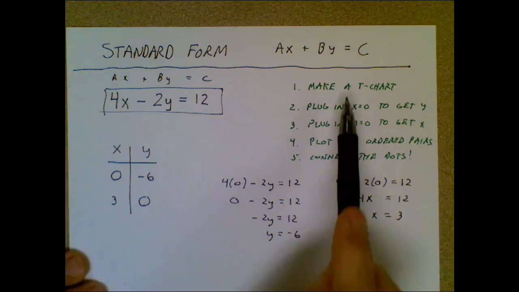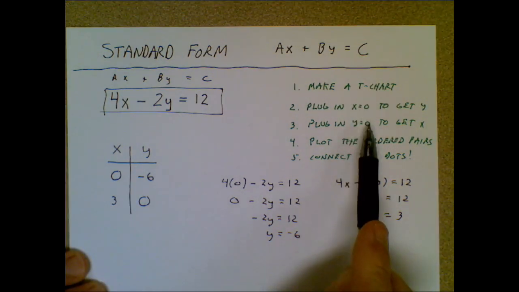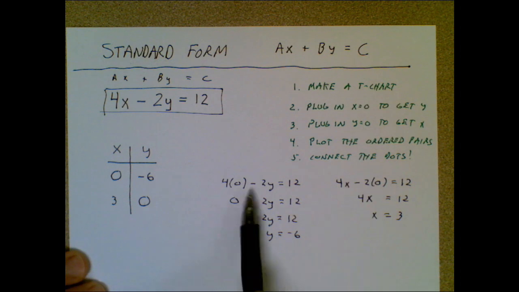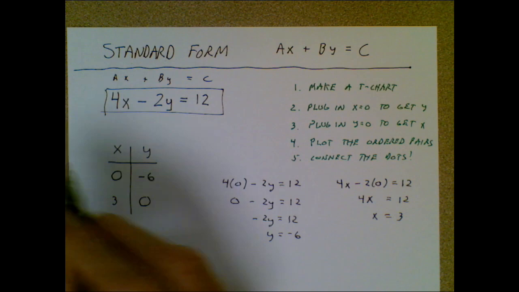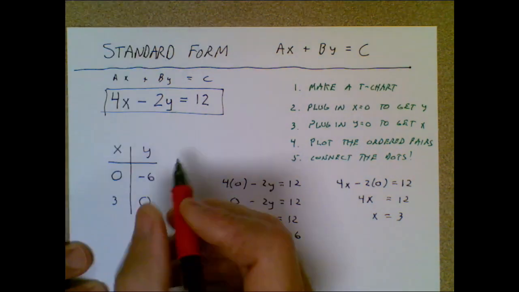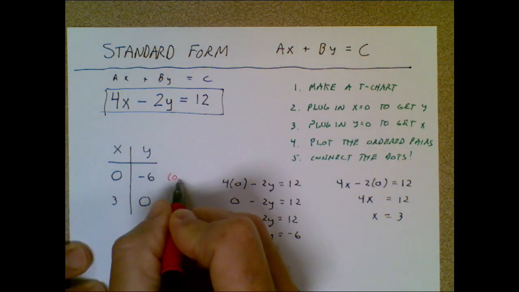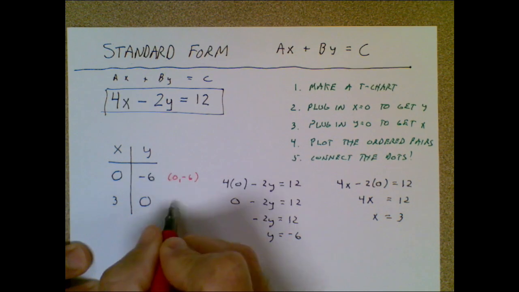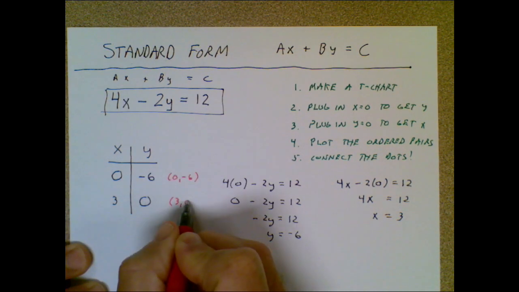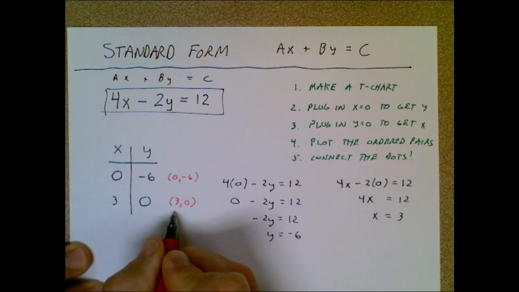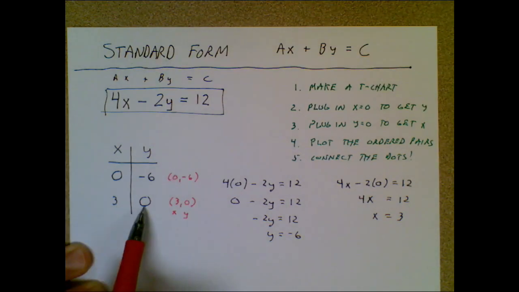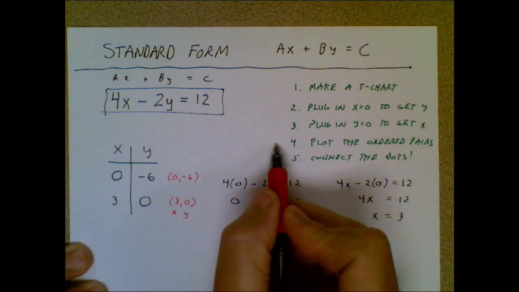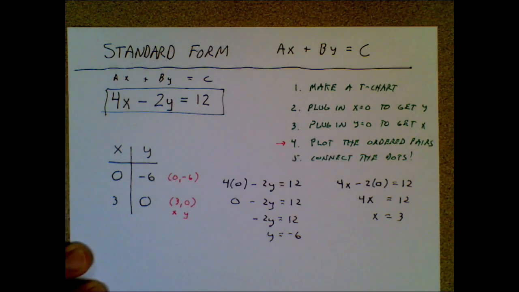So your first step is always make a t-chart, have a 0 for x and y, do your plug-in to get the other one, and now what you have from this t-chart is ordered pairs. This is really the ordered pair (0, negative 6), and this is the ordered pair (3, 0), because remember, every ordered pair is an x and a y. That's an x value, that's a y value, that's an x value, that's a y value. So I'm going to now plot those on a graph.